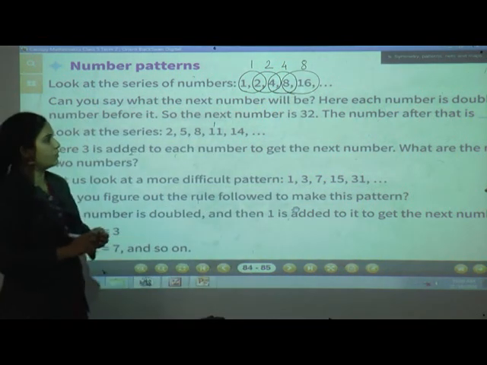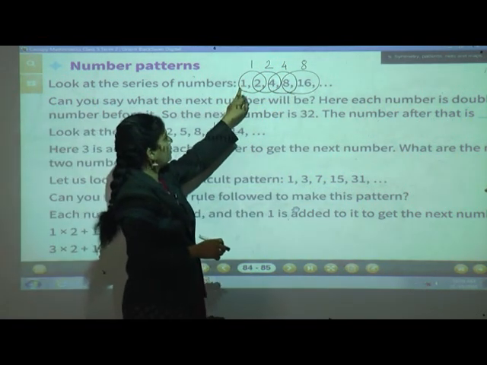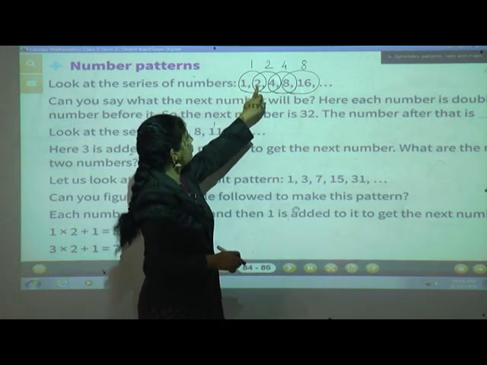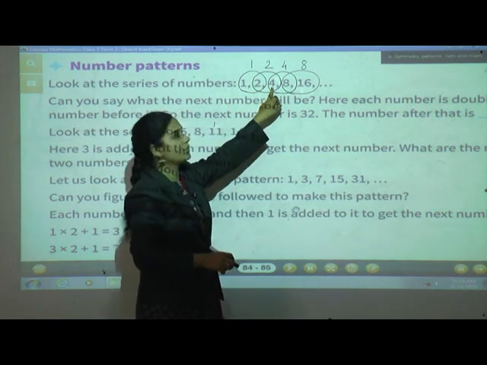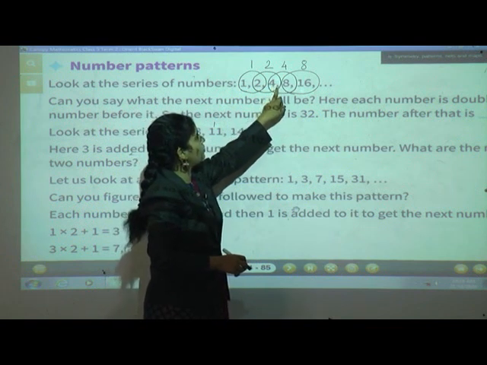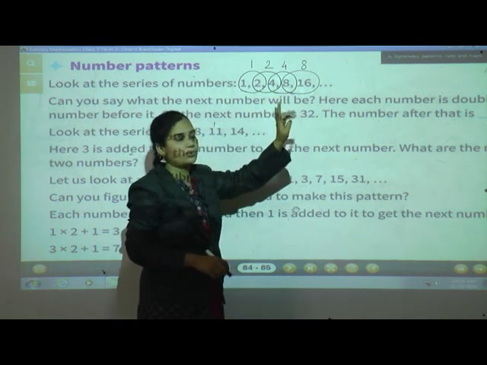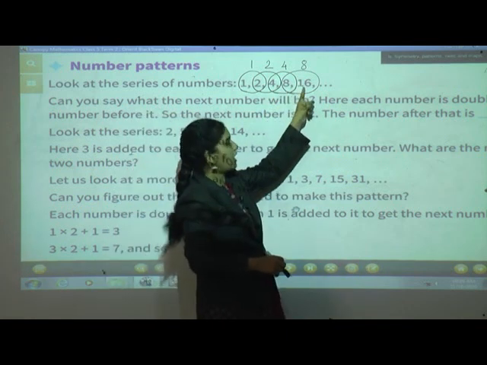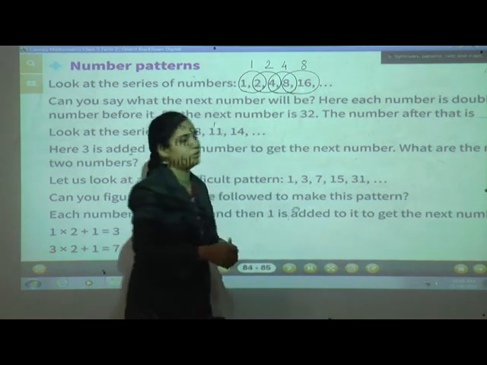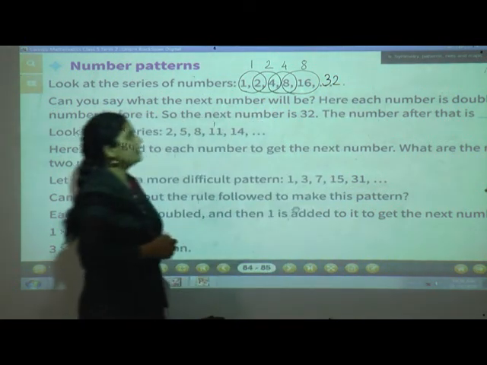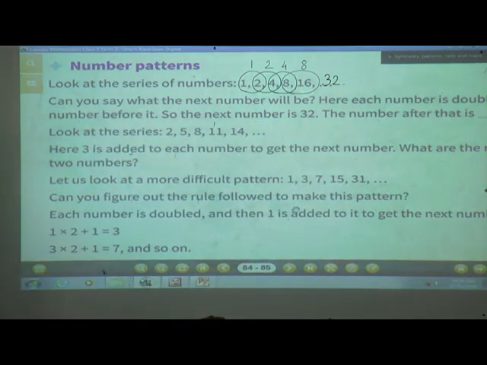That means if you multiply 1 by 2, you will get the answer 2. If you multiply again 2 by 2, 4. If you multiply 4 by 2, 8 will come. Again multiply 8 by 2, 16 will come. Now multiply 16 by 2, you will get the answer 32. In this way you can complete the number pattern.